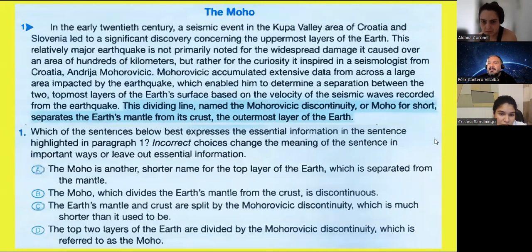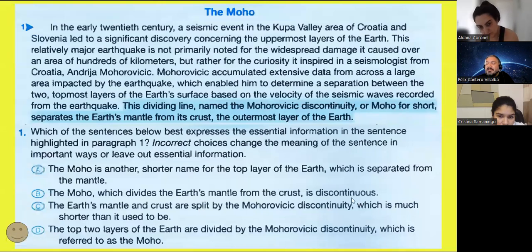Okay, let's see. Yay. So here you have top two, the outermost two layers, right? Divided, we get that, and the other name for it. So this is the best answer because it includes all the information. The Moho is another, like, shorter name for the top layer. It is not the top layer. It is the line that divides the top layer from the second. So that is wrong.